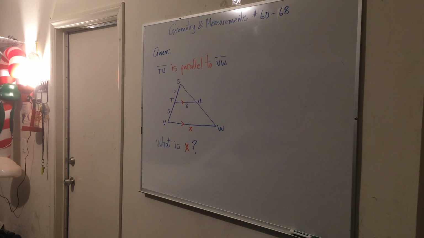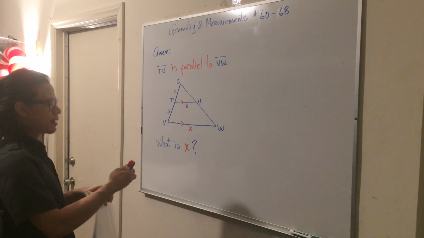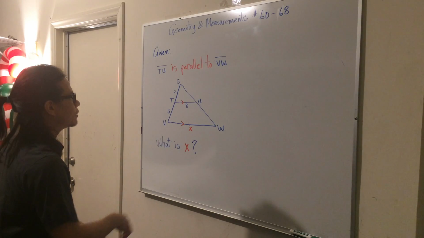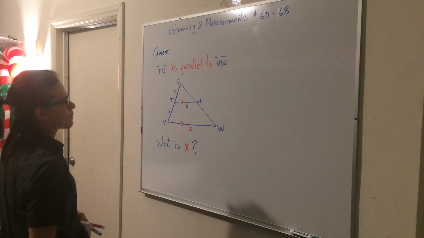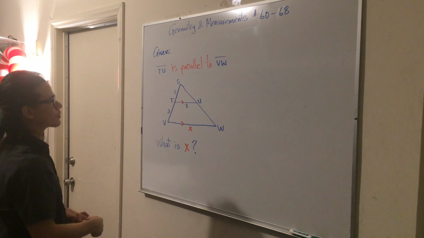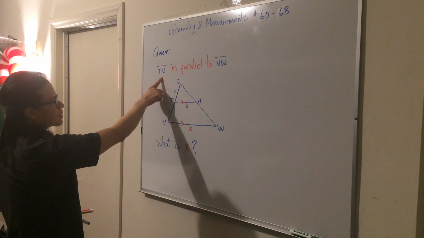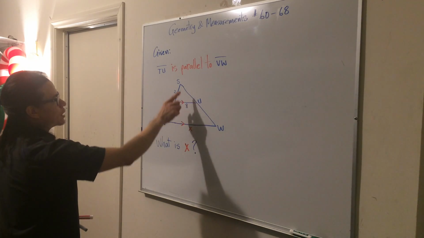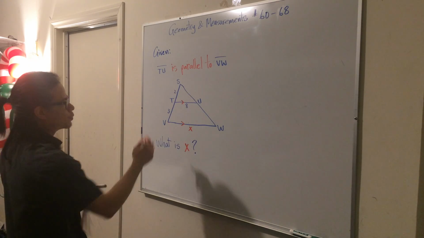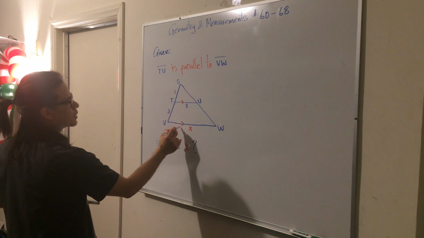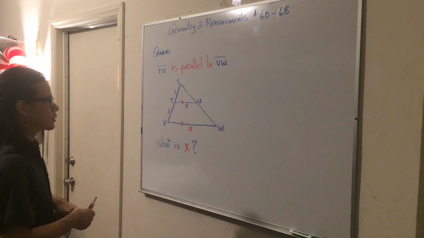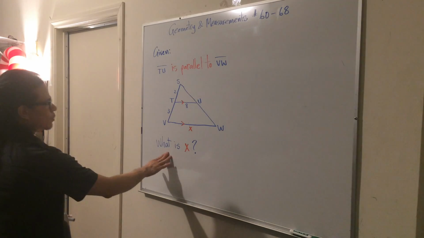So just to make sure that we understand the previous example here, let's look at one that is similar to it. Here we're given a triangle. As you can see, there's a big one here, and then there's a smaller one inside. It's given that the segment TU is parallel to VW. So we can use this whisker mark here to indicate that TU is parallel to VW, because that is very important. The question asks, what is X?